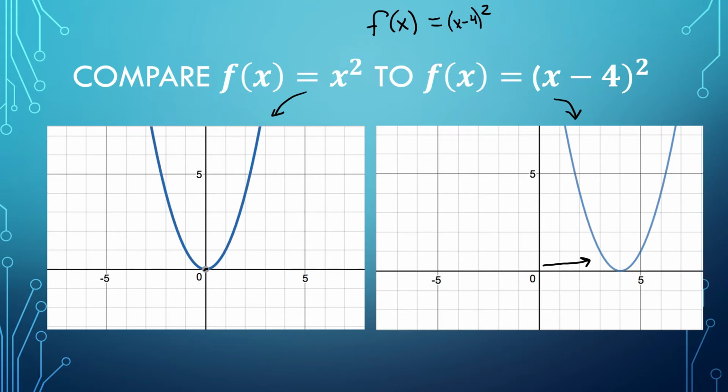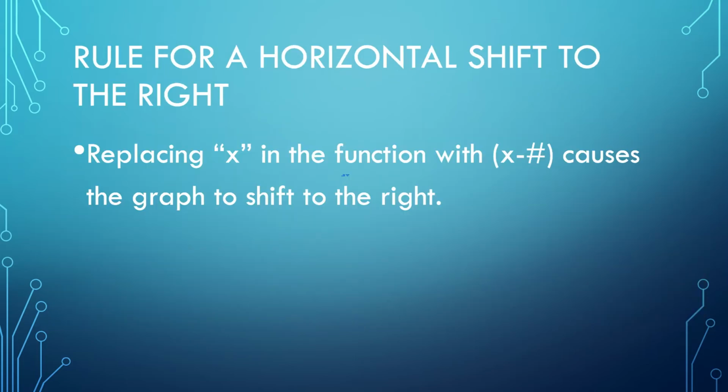All right, so I'm going to go ahead and summarize that as a rule for you. So we'll say if we want the graph to shift horizontally to the right, we're going to replace x in the function with x minus a number, and that should cause the graph to shift to the right.